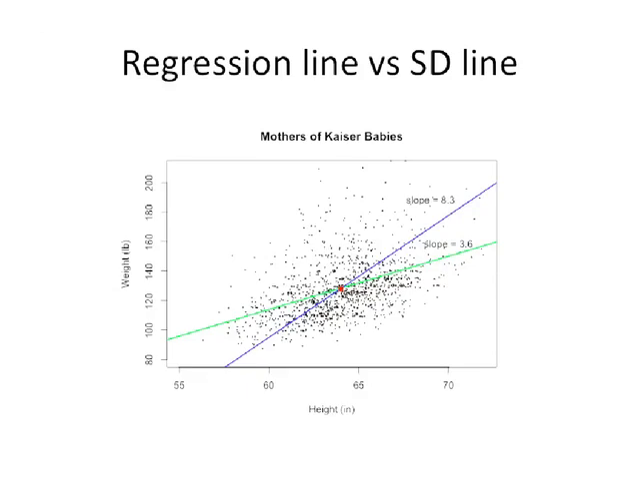So here's a picture going back to the actual data. Here's the SD line, which has a slope of about 8. And then because of the weak correlation between height and weight, the green line is the slope of the regression line, which is only about 3.6.